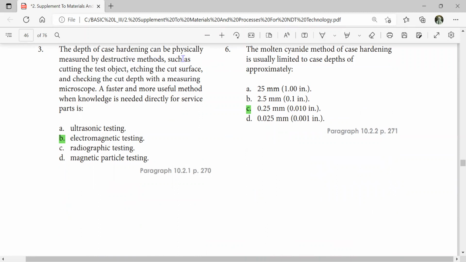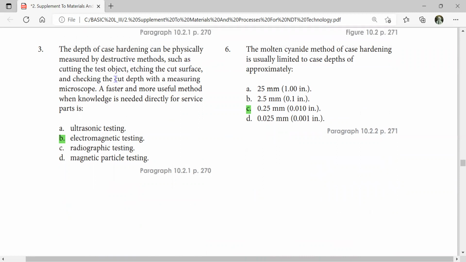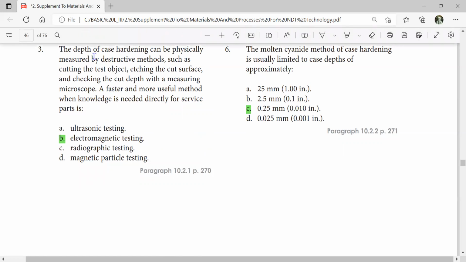The depth of case hardening can be physically measured by destructive methods such as cutting the test object, etching the cut surface, and checking the cut depth with a measuring microscope. A faster and more useful method when knowledge is needed directly for service parts is electromagnetic testing, ECT, of the depth of case hardening. The molten cyanide method of case hardening is usually limited to a case depth of 0.25 millimeter.